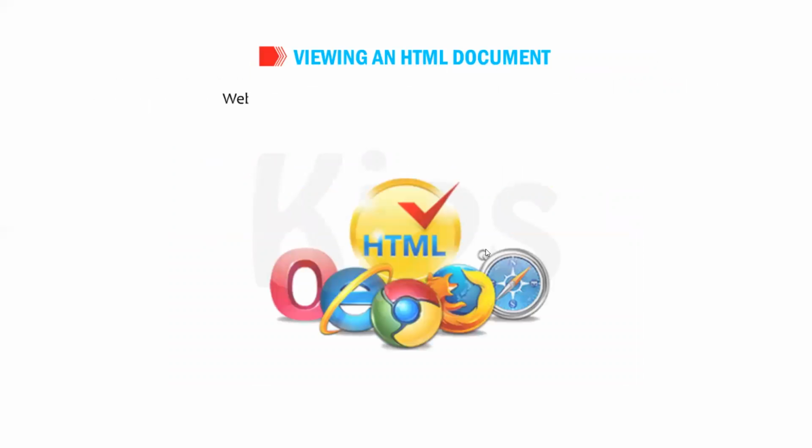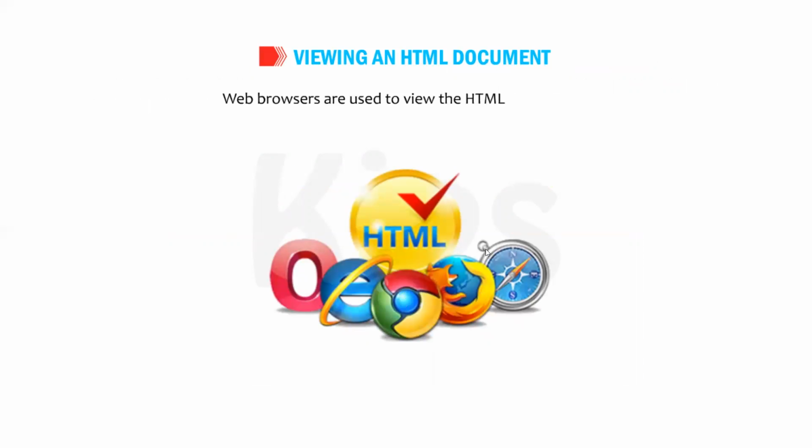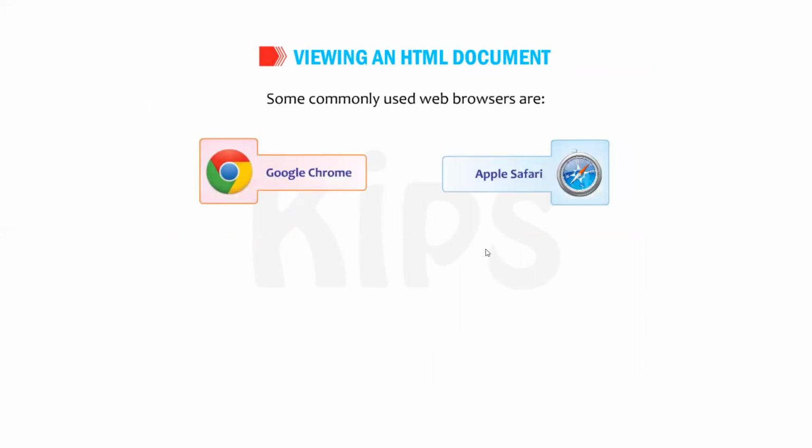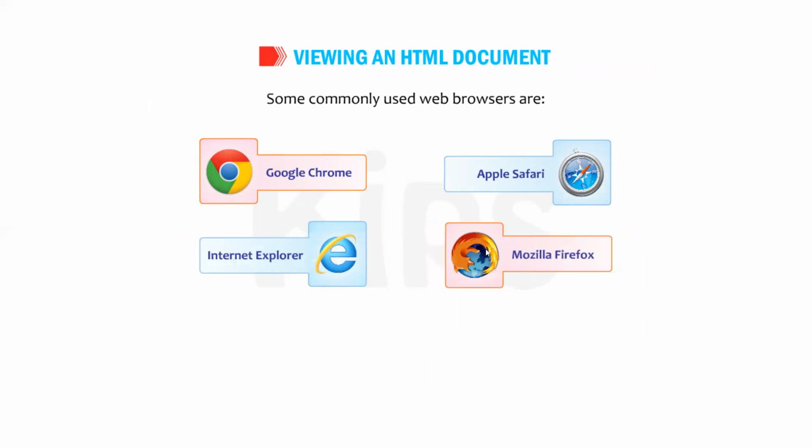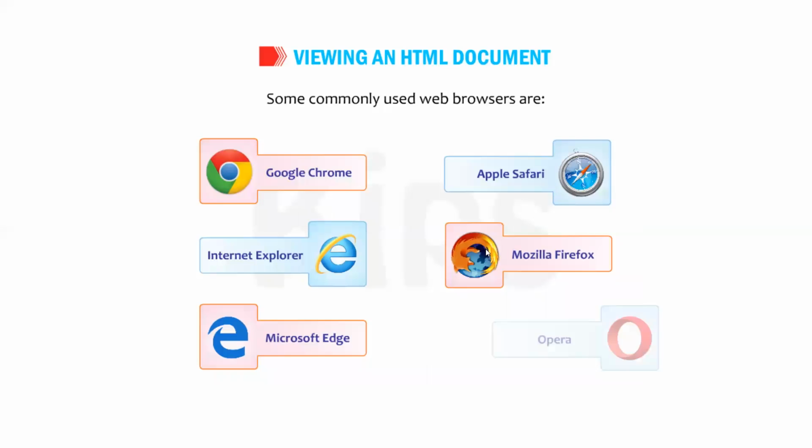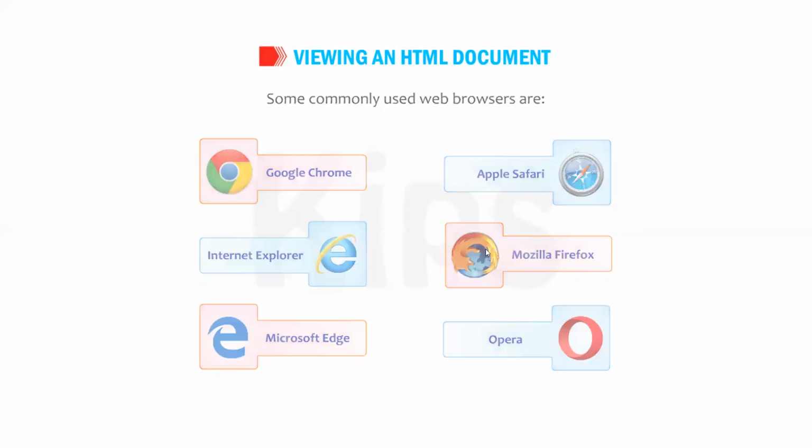Okay students, let us understand how to view an HTML document. Web browsers are used to view the HTML documents. Some commonly used web browsers are Google Chrome, Apple Safari, Internet Explorer, Mozilla Firefox, Microsoft Edge, Opera.